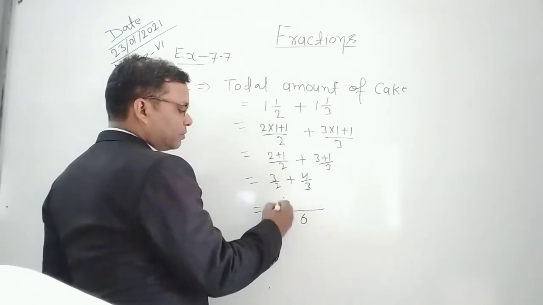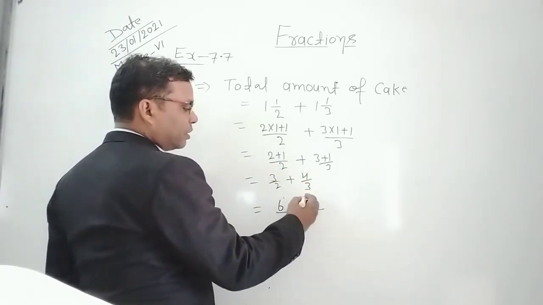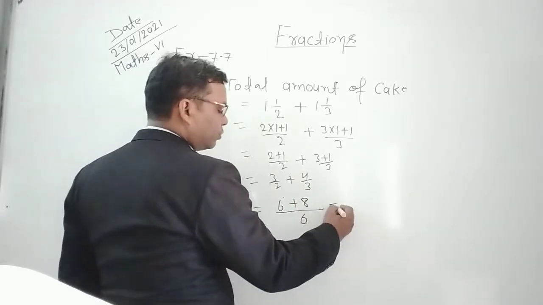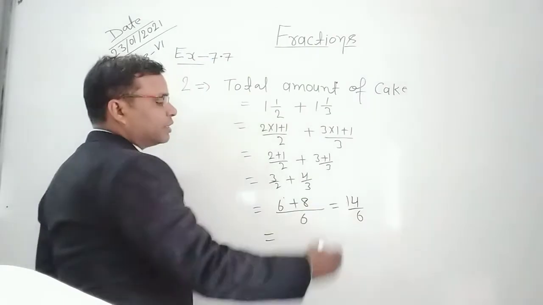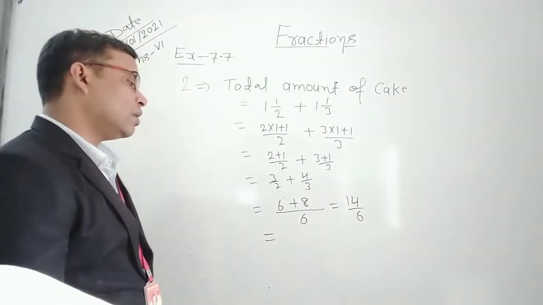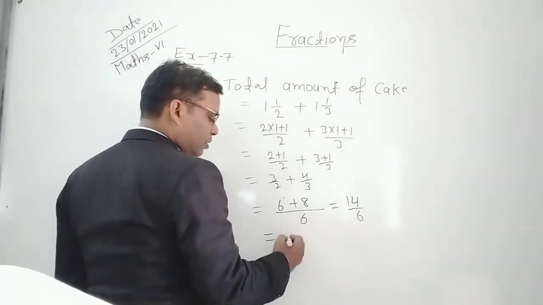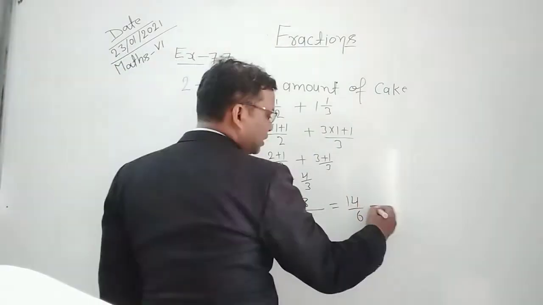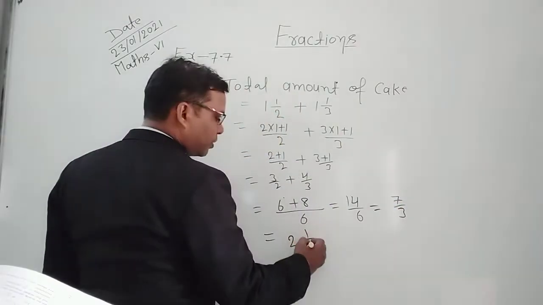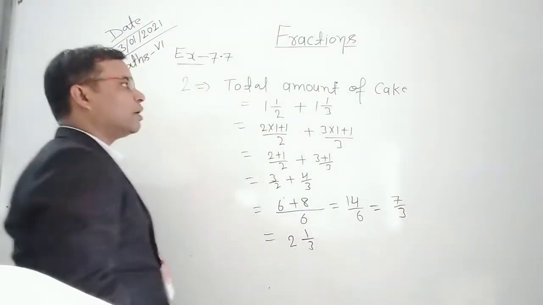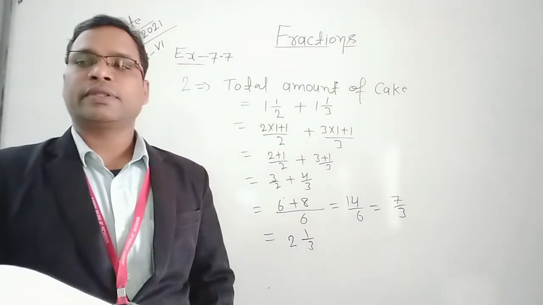So the denominator becomes 6 and the numerator becomes 3 into 3 is 9 plus 4 into 2 is 8. 8. So this is equal to what? 14 by 6. If you convert it into a mixed fraction, then you get... Also you can simplify: 7 by 3, 2 whole 1 by 3. The total amount of cake is 2 whole 1 by 3.